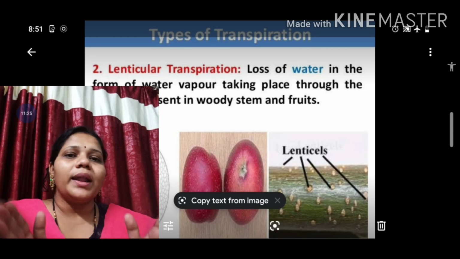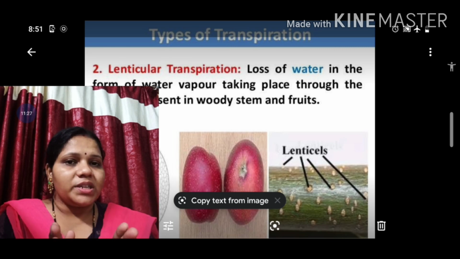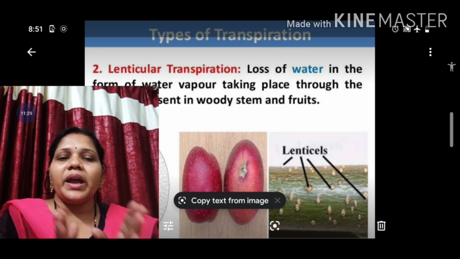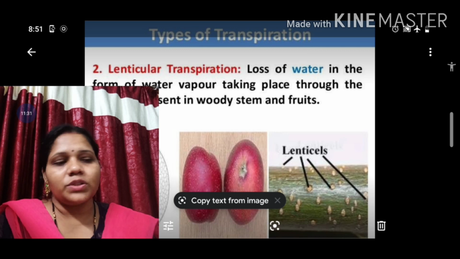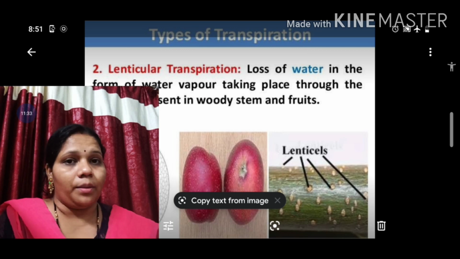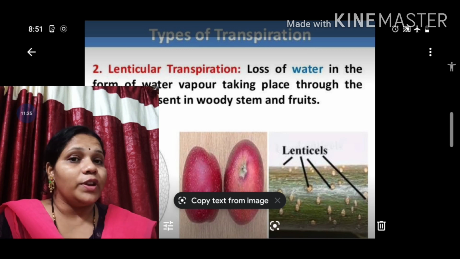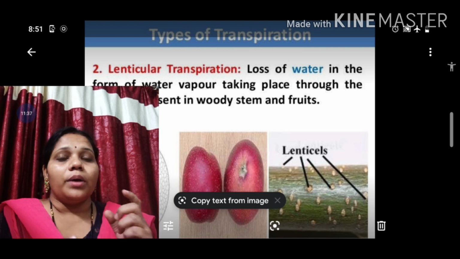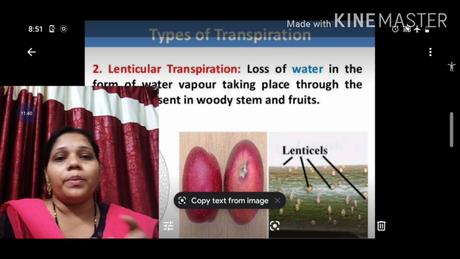So this is all about stomatal transpiration, cuticular transpiration and lenticular transpiration. In the next video we will read about measuring the rate of transpiration.